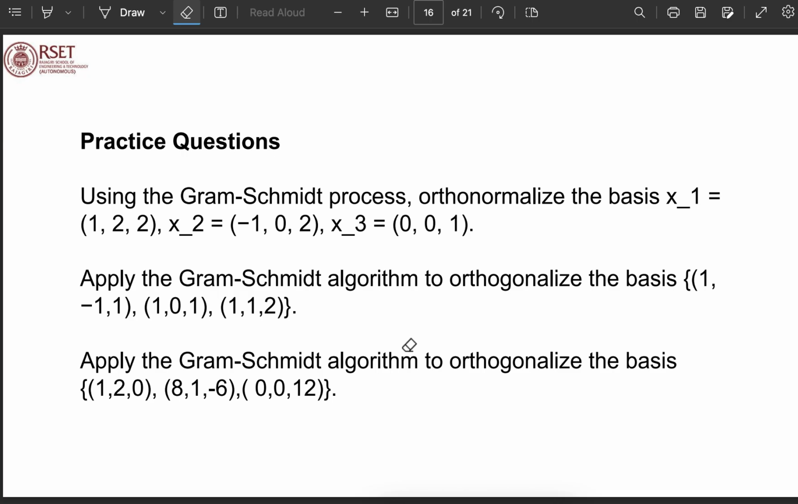Okay. These are some practice questions. Try to work it out by yourself.